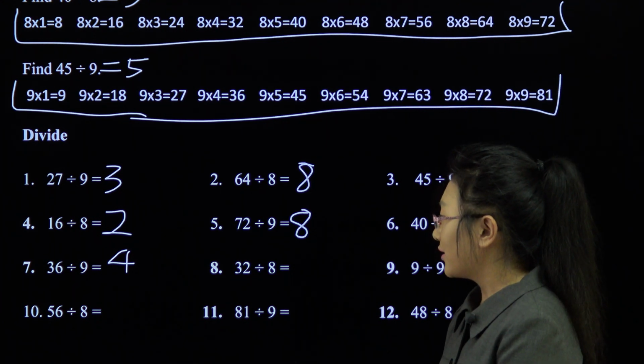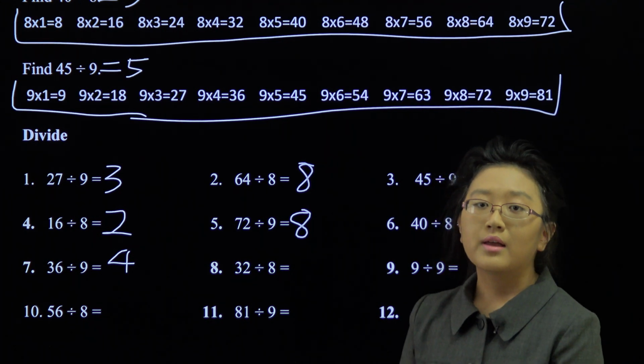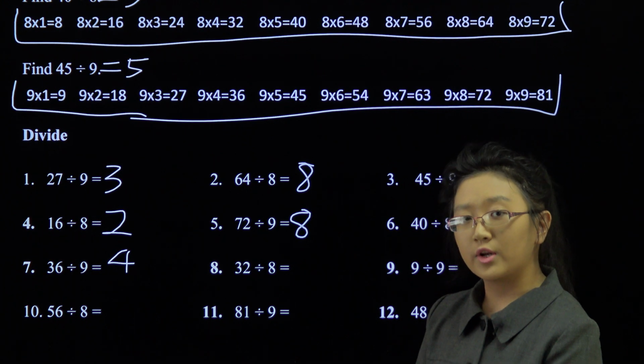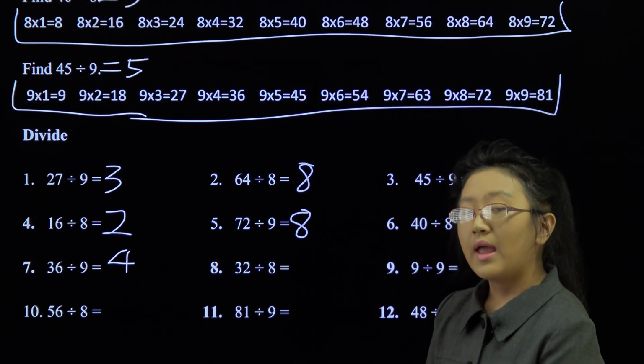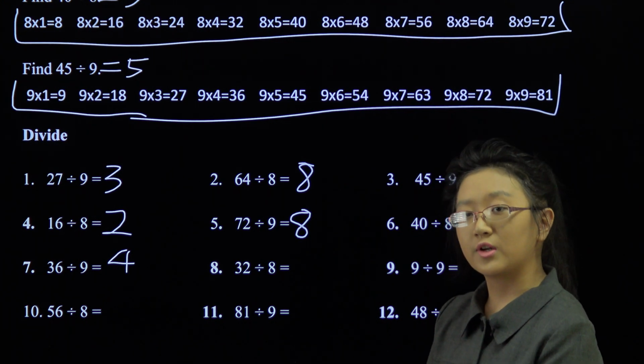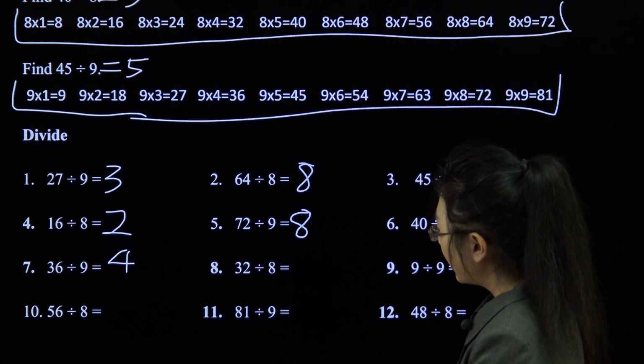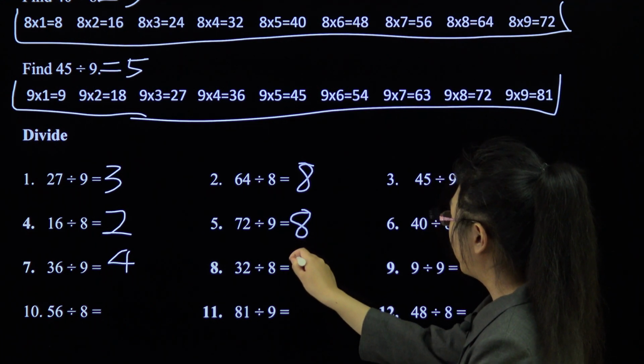32 divided by 8. 8 times what equals 32? 8 times 4 equals 32. 32 divided by 8 equals 4.